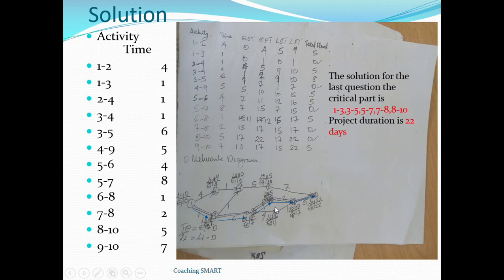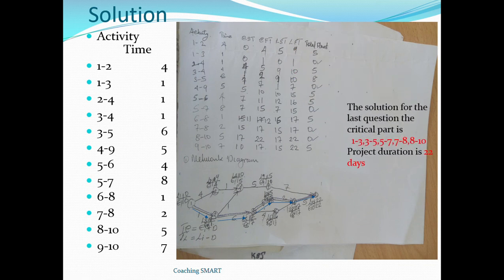So we now get the solution for the last question. The critical path is 1 to 3, 3 to 5, 5 to 7, 7 to 8, and 8 to 10, which we have given out. The project duration is 22 days. So it's here, and the last event is 22 days.